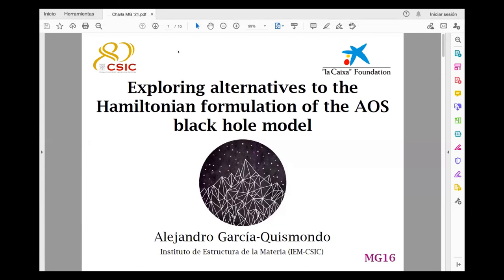As Jorge just said, my name is Alejandro Garcia Quismondo, and for the next few minutes I'm going to be discussing some recent work in collaboration with Guillermo Mena Marugán about the AOS black hole model, which is a black hole solution proposed some 3 years ago by Ashtekar, Olmedo and Singh in the context of loop quantum cosmology. Our objective is to explore alternatives in the derivation of the equations of motion in order to see whether other proposals can be reconciled in some sense with the results presented in the original works.